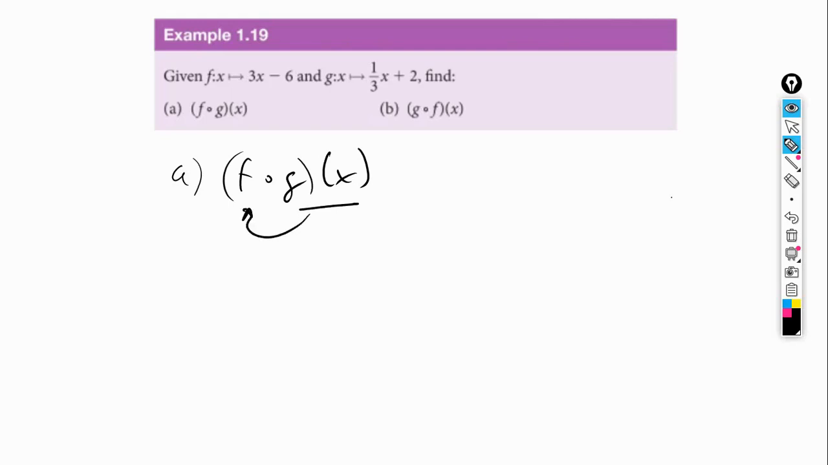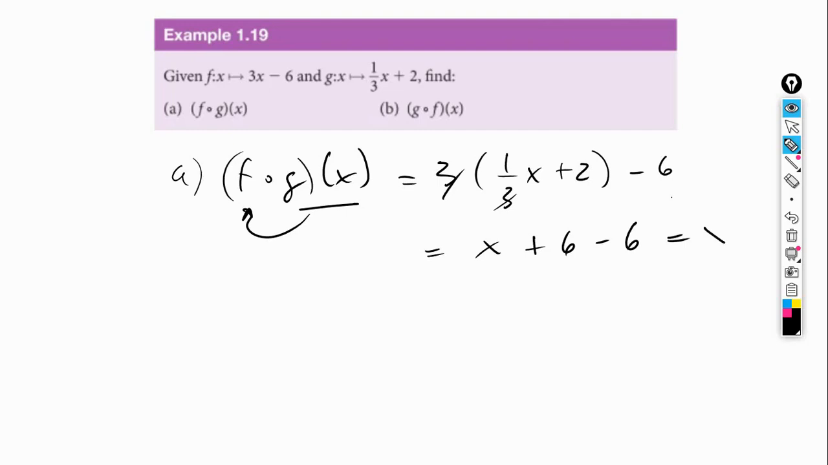So f of x is the outer function, so it would be 3 times g of x, which is 1/3 x plus 2, and this minus 6. So this is going to equal 3 times x divided by 3, that's just going to be x, and then 3 times 2, that's going to be 6, minus 6, and this equals x. So notice that we get x, the identity function.